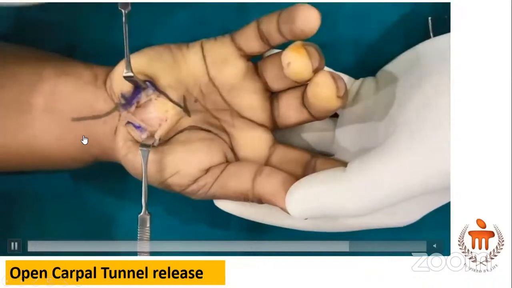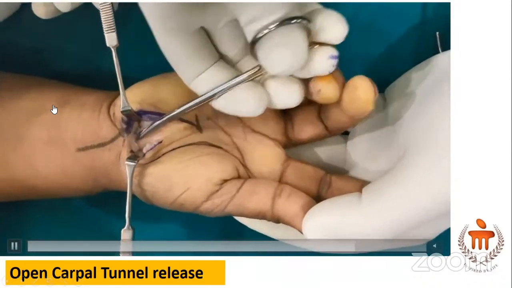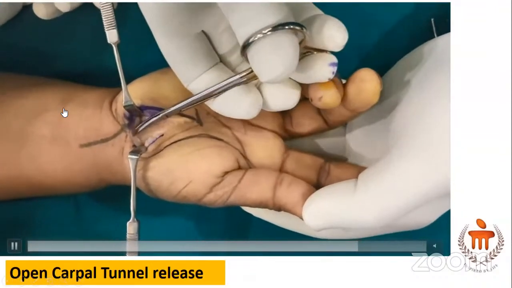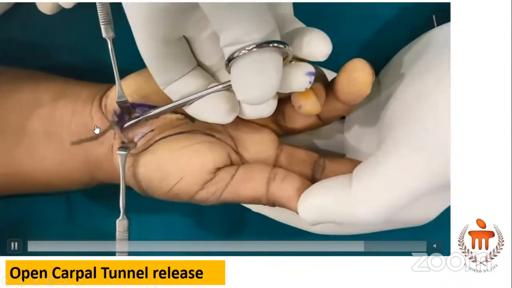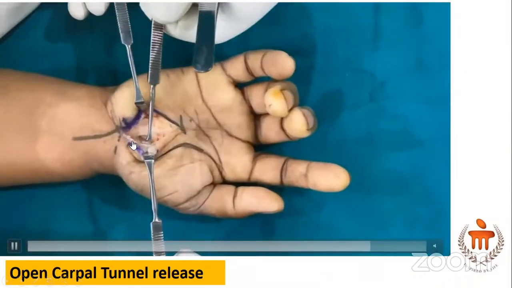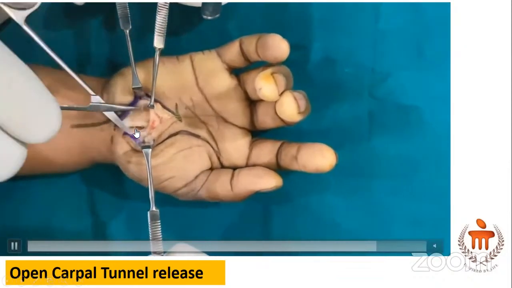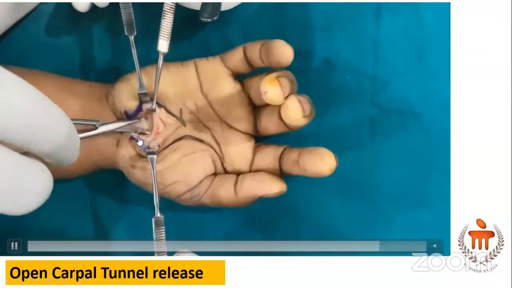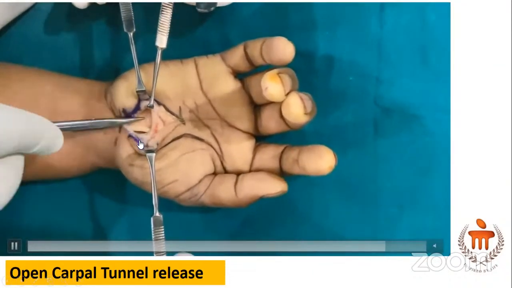And palmar flex it slightly, and under vision, you can see the deep fascia here towards the forearm, and you have to cut that. It might cause a small constriction there. So make sure you release it all the way possible till here, right? And then if you want to visualize the tunnel, you can see for any kind of tenosynovitis or any abnormal swellings or anything. So you need to go all the way till the floor of the tunnel.